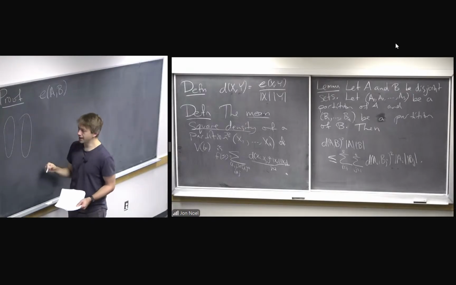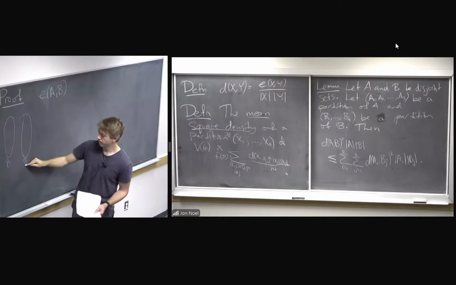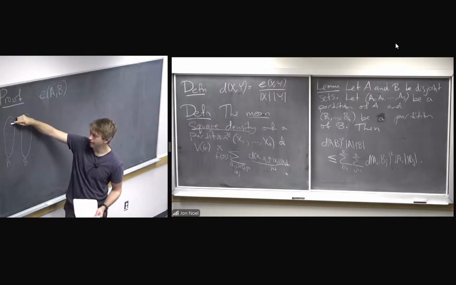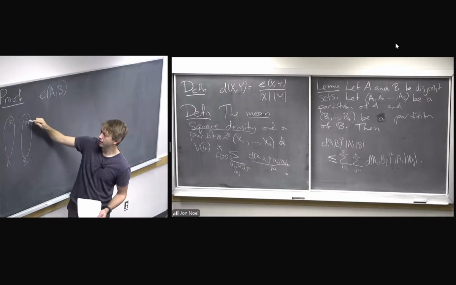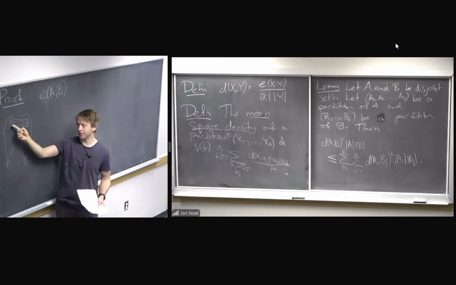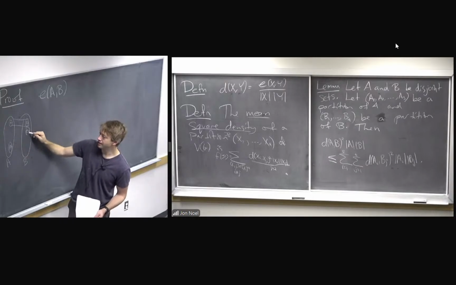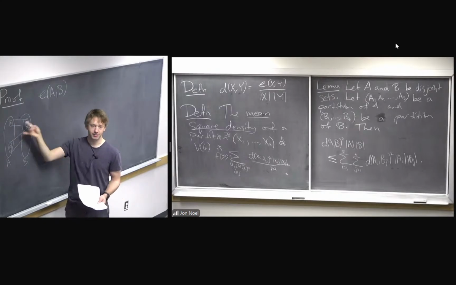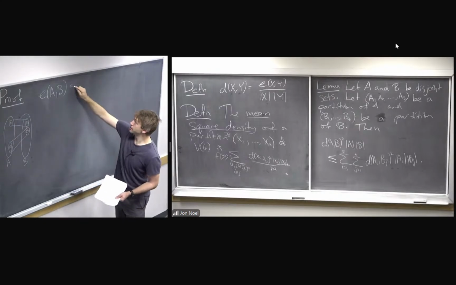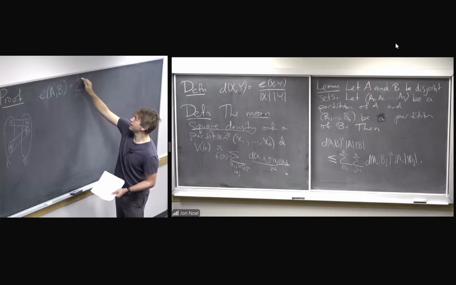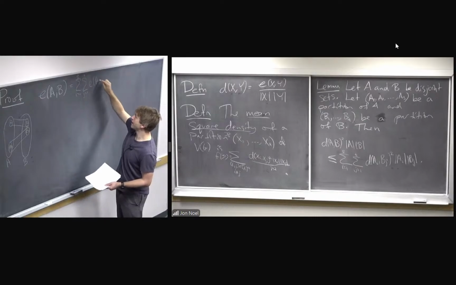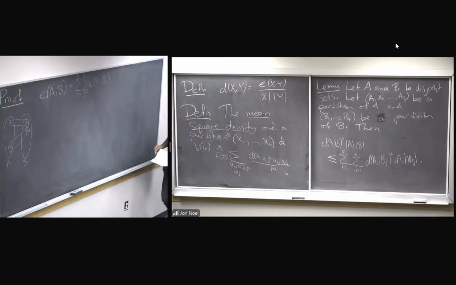Well, if you think about it, that's the same as counting edges from A1 to B1. Each edge goes from some Ai to some Bj. It's the same as counting edges between the pairs of things in the partition classes. So this is the sum i equals 1 to s, the sum j equals 1 to t of the number of edges between Ai and Bj, because these are partitions of A and B.